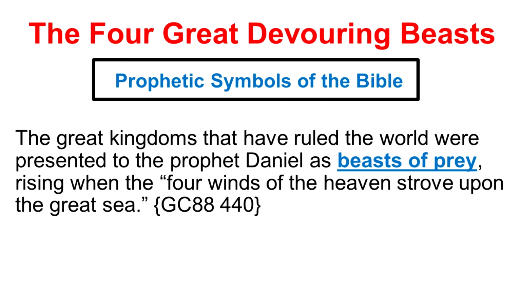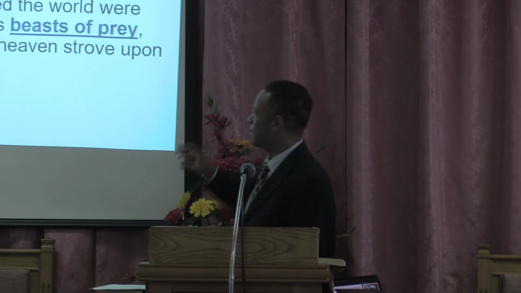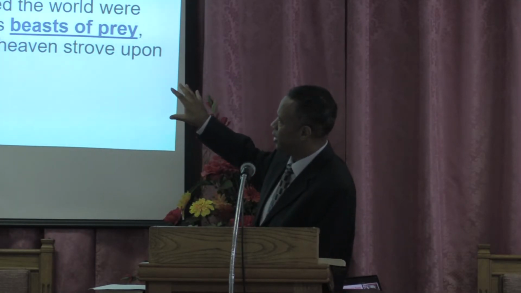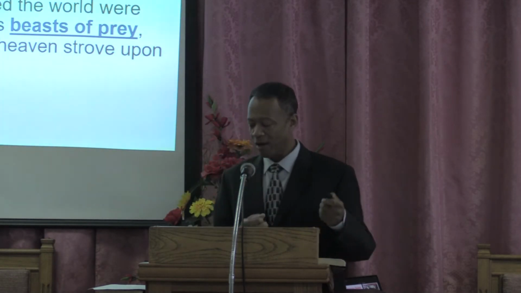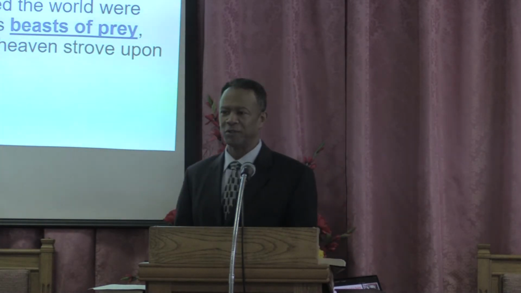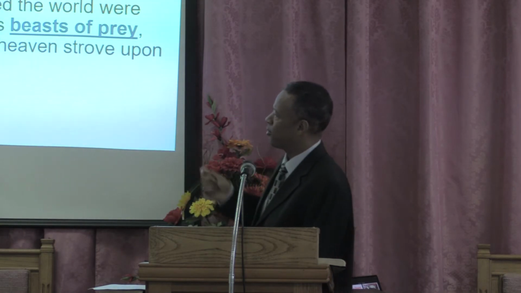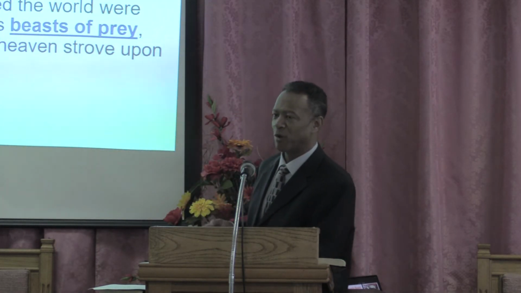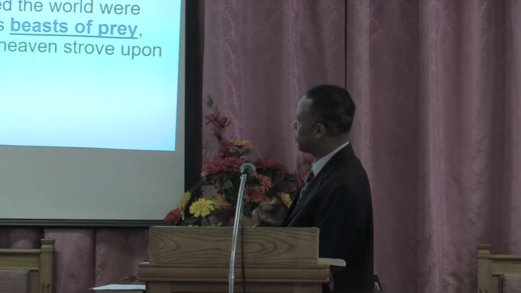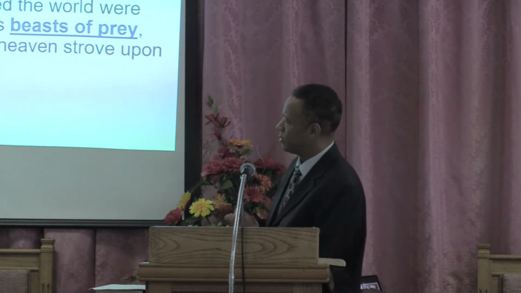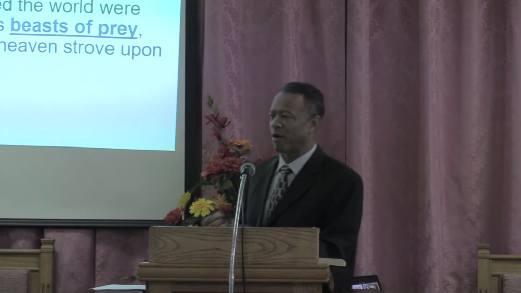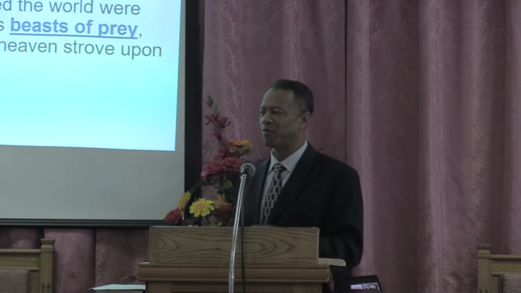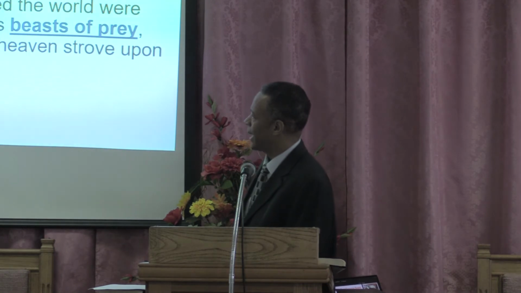Rising when the four winds of heaven strode upon the great sea. So this is an additional clarification here that our understanding of these symbols in prophecy, when we study prophecy, is correct. That these beast powers represent kingdoms, that the winds represent strife, turmoil and war that will come upon the great sea. And we know the great sea represents peoples, multitudes, and nations.